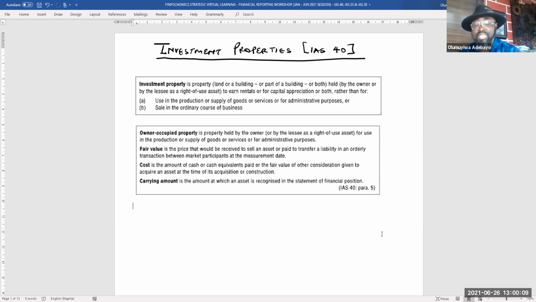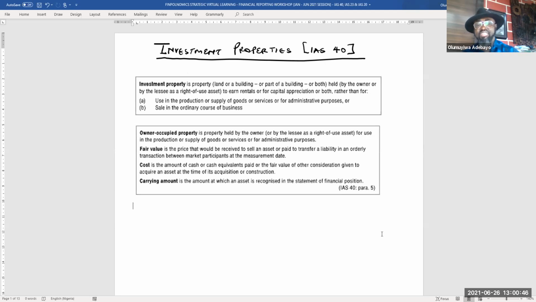Carrying amount is simply the amount that is reflected or recognized for an asset or liabilities for accounting purposes, which can also be seen as the amount at which an asset is recognized in your balance sheet or your statement of financial position. These are terms that I believe over time we have been familiar with. And where we are not familiar with them, we've also more or less tried to expatiate on them. But with this little introduction, let us try to understand.